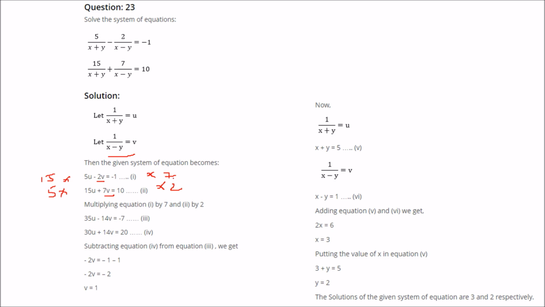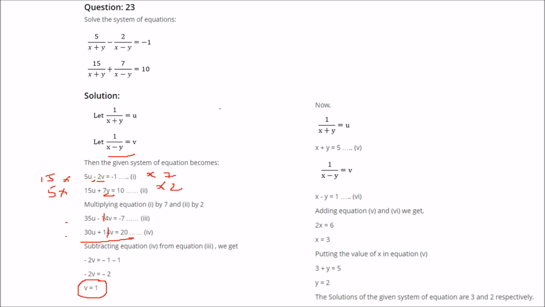But here, multiplication by 7 and 2 is quite easy, and apart from that you are getting a negative and a positive sign, so you just have to add these two equations. So these are two equations, we are adding them, this gets cancelled, 35 plus 30, and you have 20 minus 7. So you get v equal to 1 here.